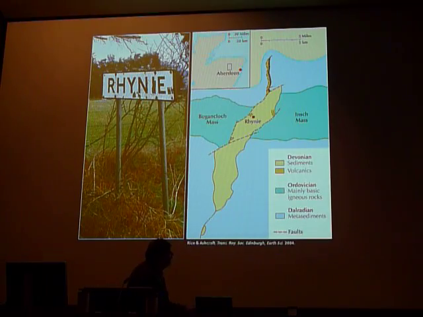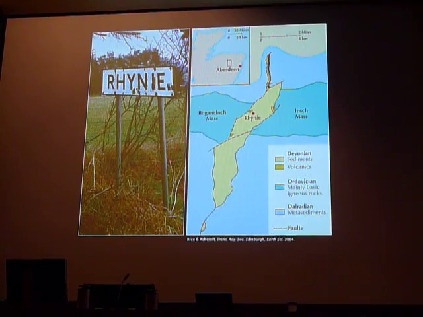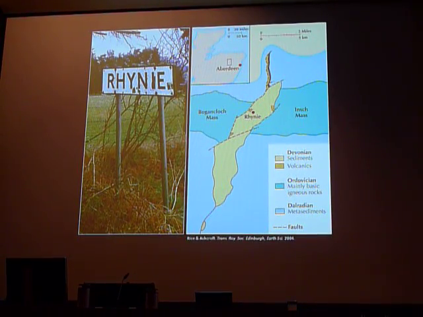And therefore, we go to Scotland, to northern Scotland, to a small village called Rhynie. About 1 hour driving northwest of Aberdeen, there's a small inlier of Devonian rocks in the middle of all the other rocks, and those are sediments and volcanic rocks.